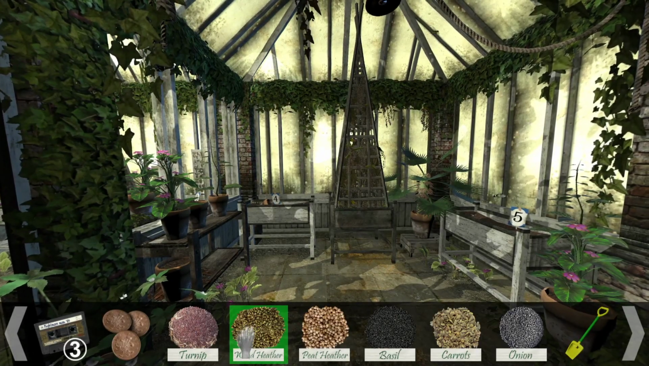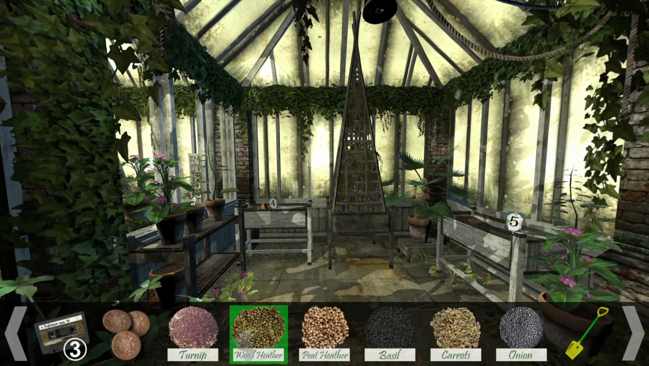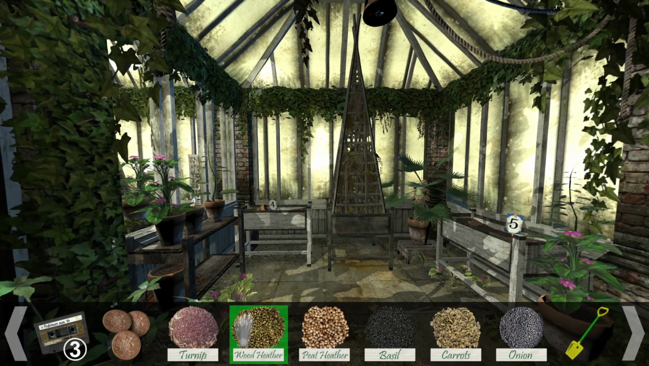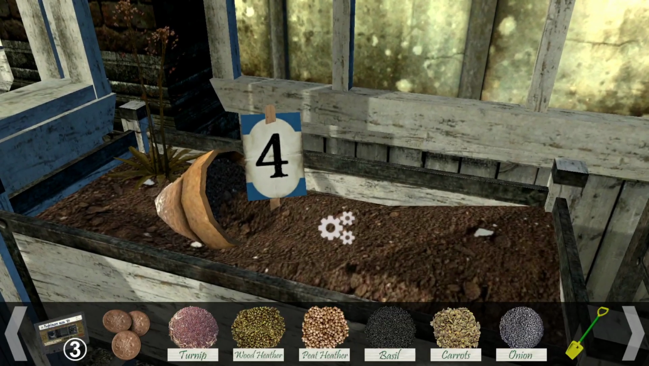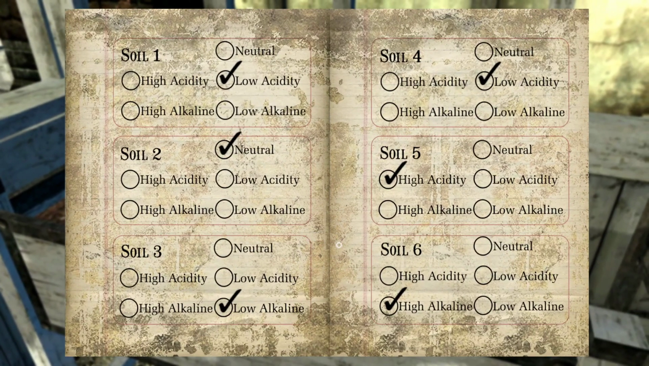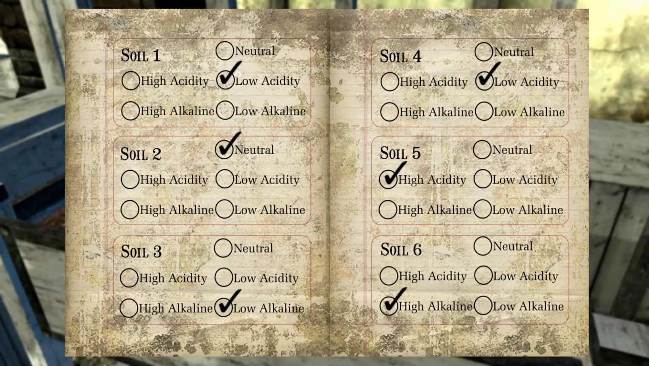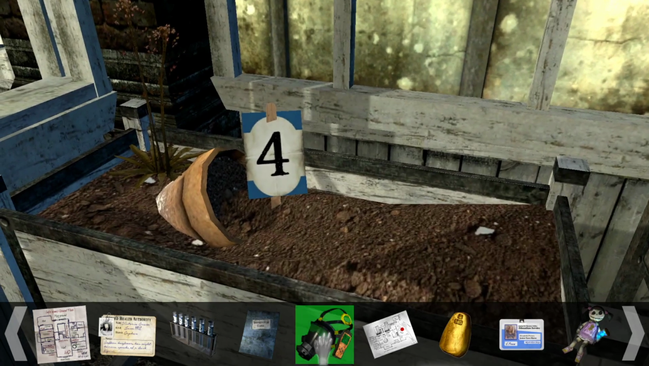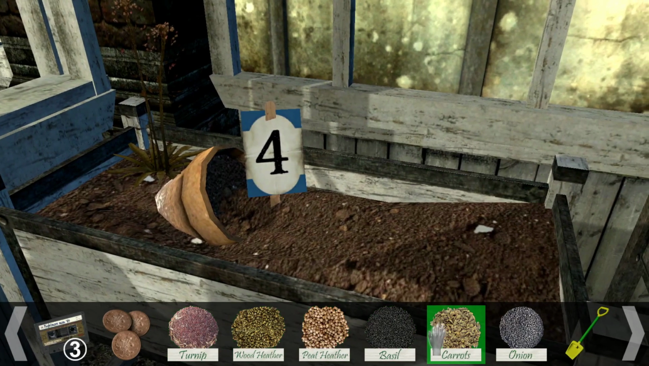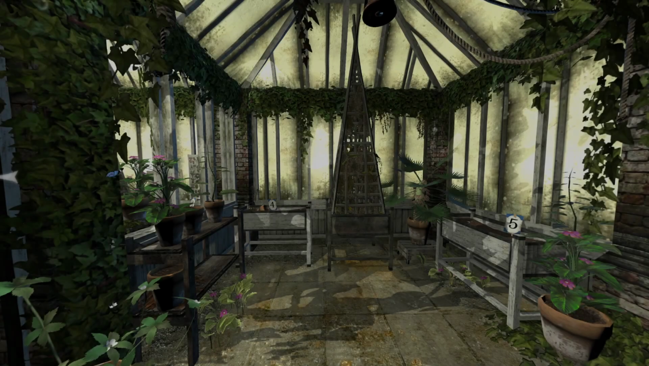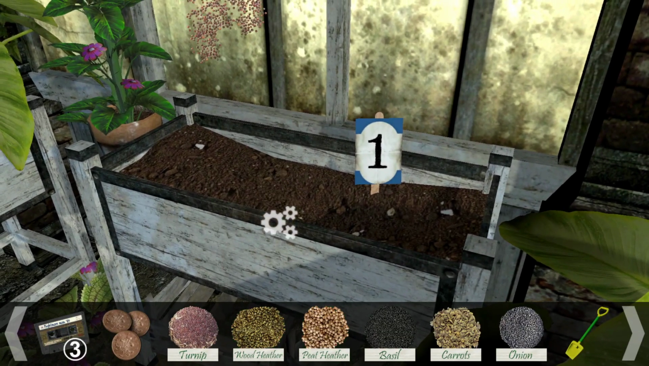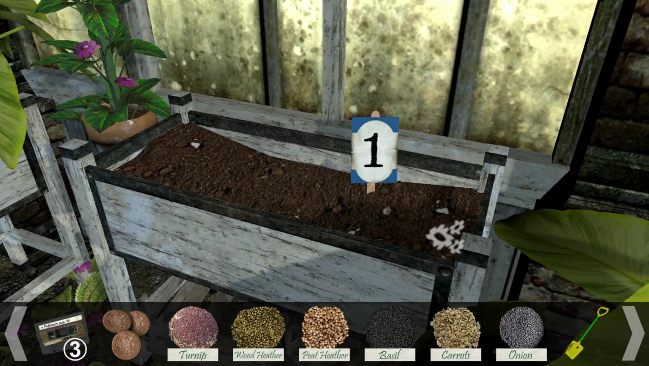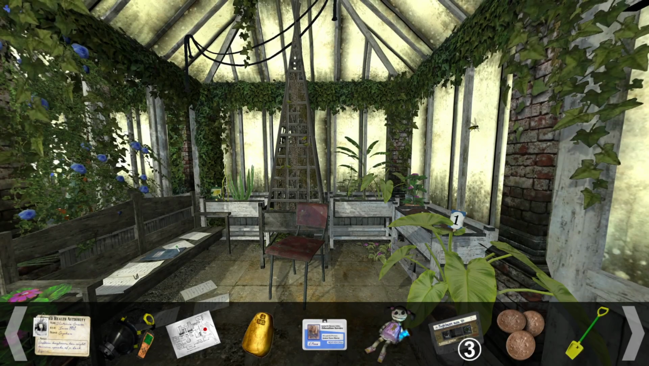It's 4 wood heather. Maybe I need to switch carrots and wood heather together. So maybe carrots go in number 4, because they both are low acidity, yeah, low acidity of soil 1 and soil 4. So maybe carrots will go in here. Oh, no, that's gonna work. And then wood heather is gonna go to 1. Yeah, I don't know. Oh yeah, this is it.